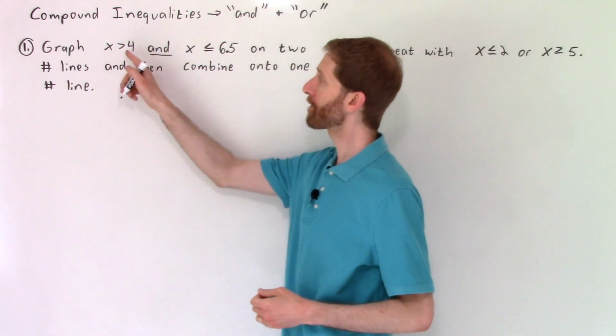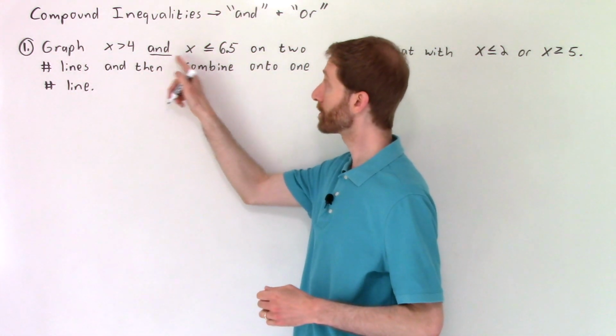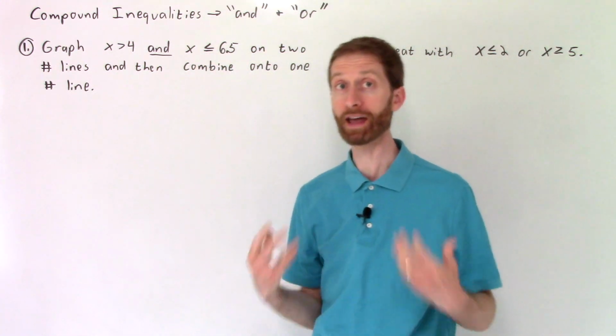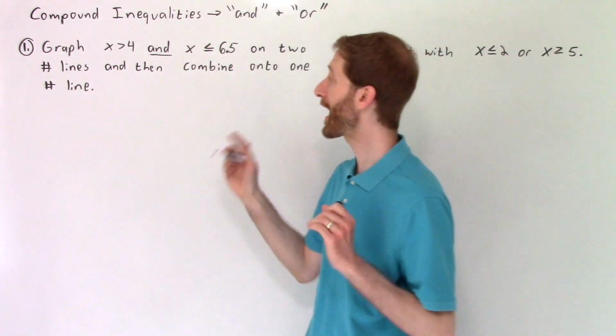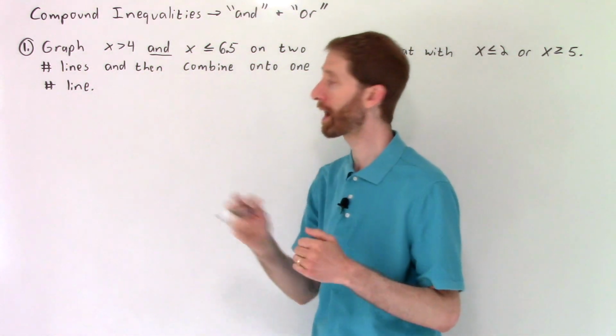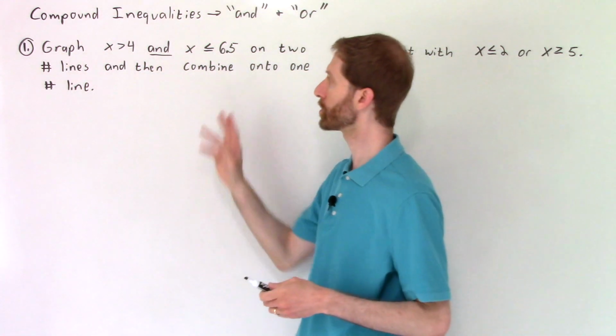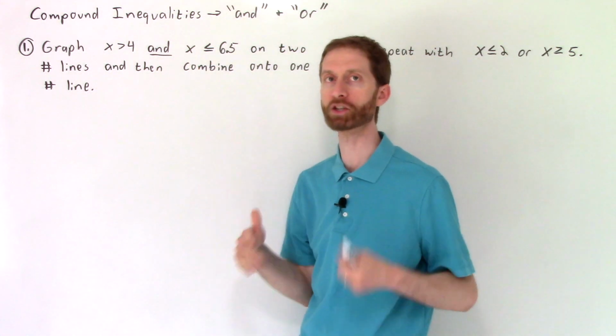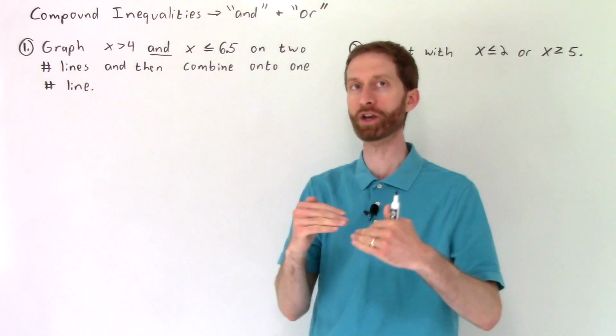We're asked to graph x is greater than 4 and x is less than or equal to 6.5. That's the compound inequality. The word "and" is the key idea there. We're going to do it on two number lines and then combine those onto one number line. And eventually you'll just be graphing this on one number line. I just want to show you how we get to the one number line.